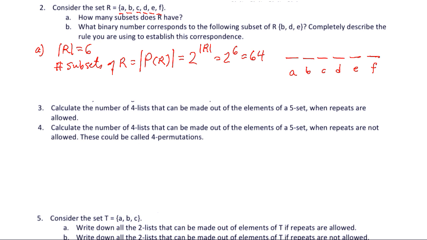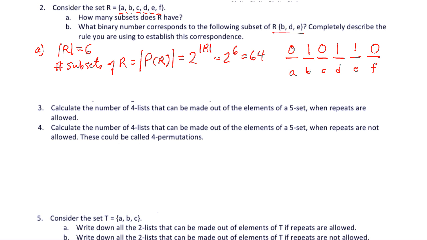is in the particular subset we're talking about. And so you see that this subset, BDE, does not have an A, but it does have a B. It doesn't have the C. It has the D. It has the E, and it does not have the F. And so the binary number corresponding to the subset BDE is 010110.